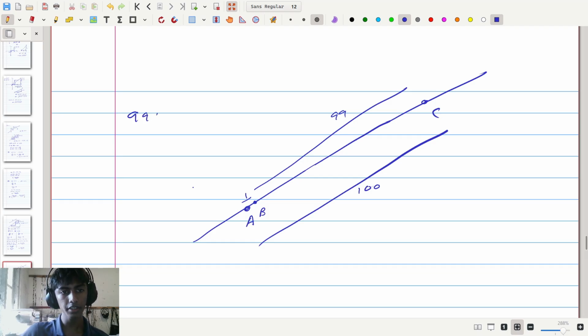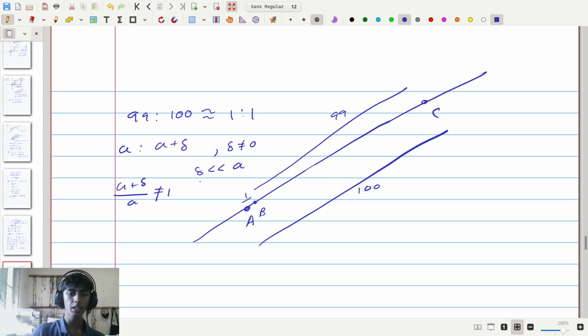The ratio 99 to 100 is very close to 1 to 1, but of course it will never reach it. We can push C arbitrarily far away and we will get a ratio A to A plus some delta, where delta is very small but not 0. Delta is very small compared to A, but because of this, A plus delta divided by A will never equal 1. In the limit it will, as you make C infinitely far away, because then the distance AB will become insignificant.